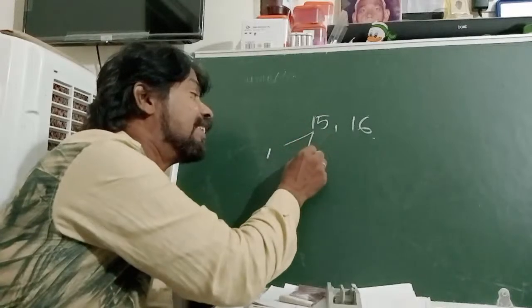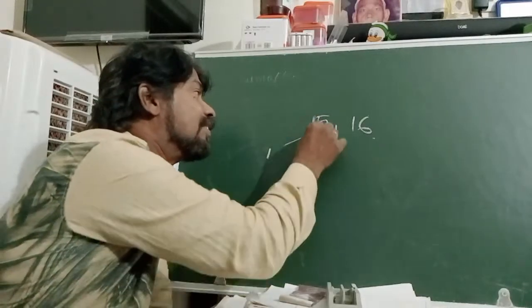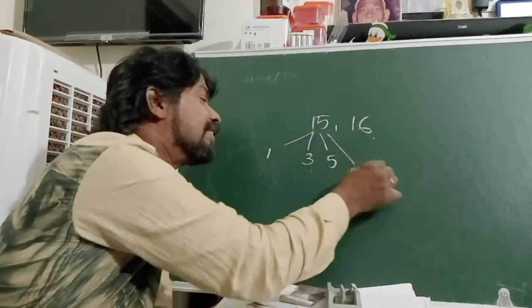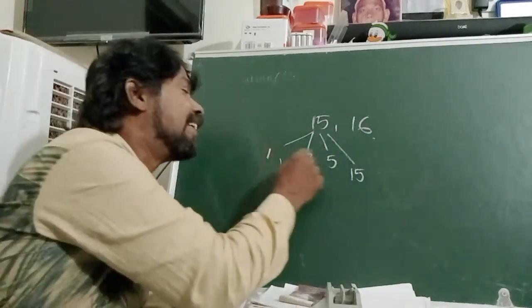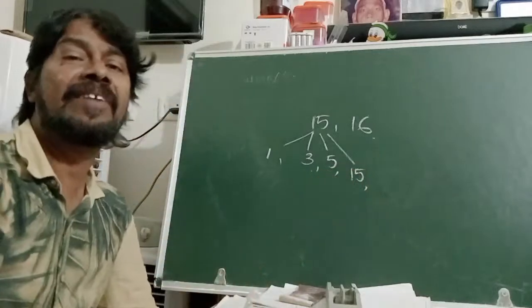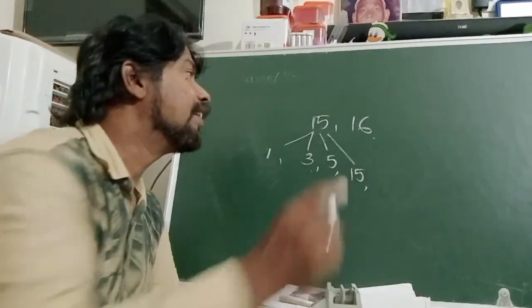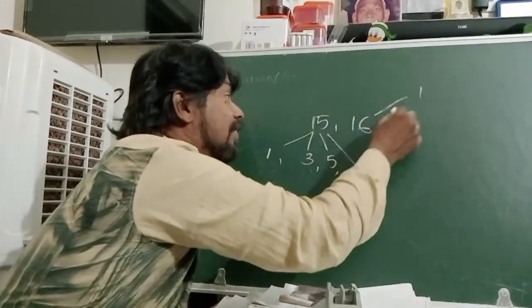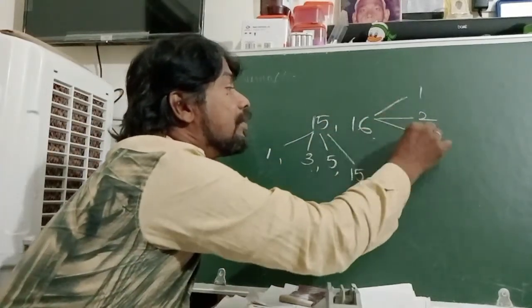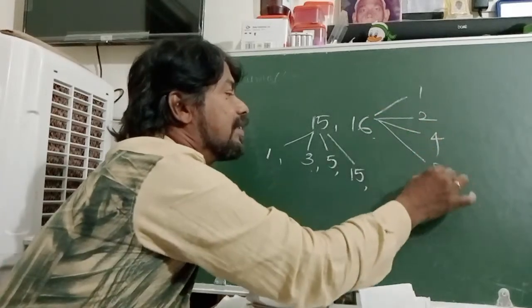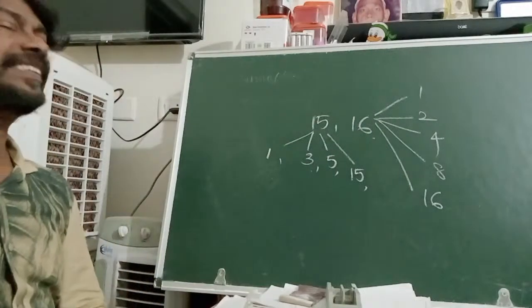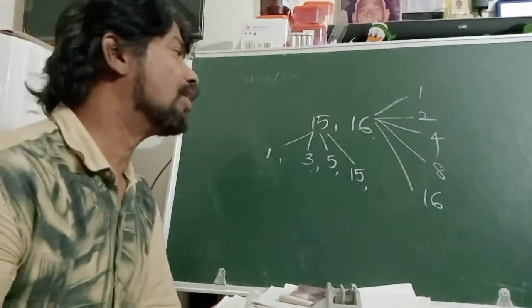Then the factors of 15: if we divide by 1, we get 0. Next with 3, 0. Next with 5, getting 0. Next with 15, getting 0. So 1, 3, 5 and 15 are the factors of 15. Now if you observe 16, it is 1, 2, 4, 8 and 16. So factors are 1, 2, 4, 8, 16.